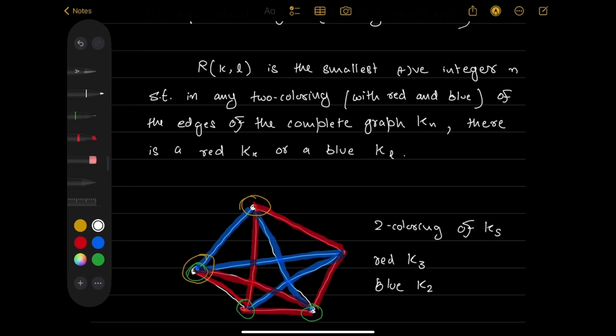In any two coloring of Kn you just keep the red edges and remove the blue edges. In that way you can create G, right? So finding a clique of size k is equivalent to finding a red Kk, and finding an independent set of size l is equivalent to finding a blue Kl. So in that way the definitions are equivalent.